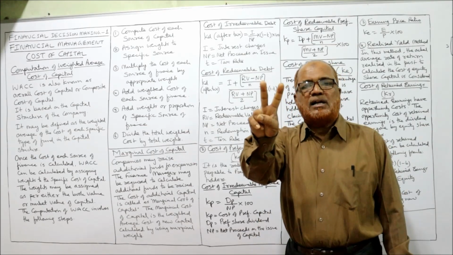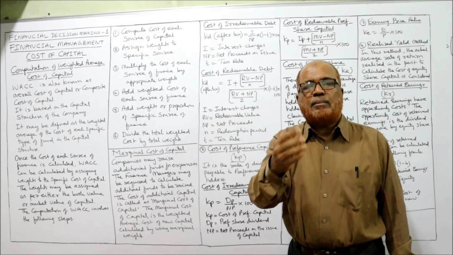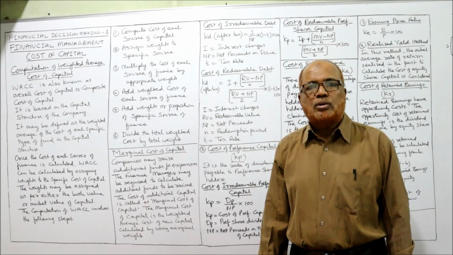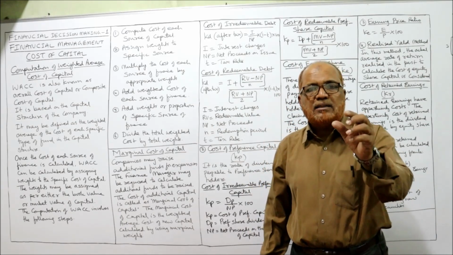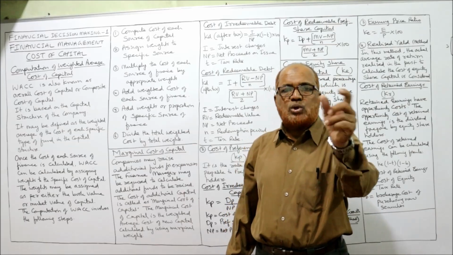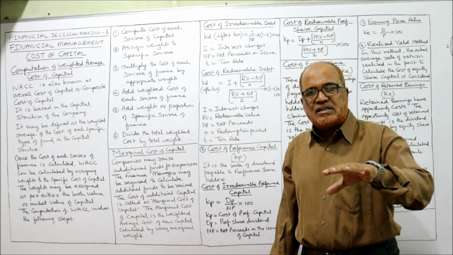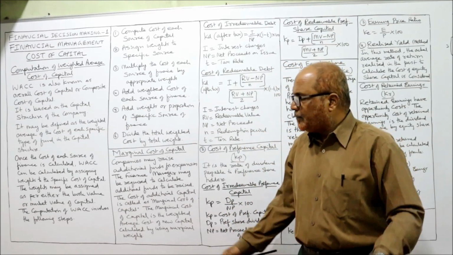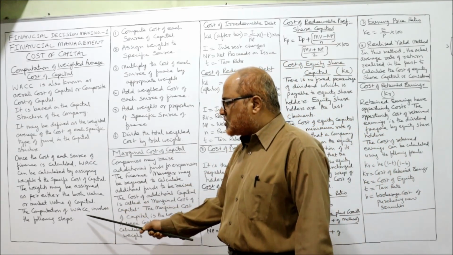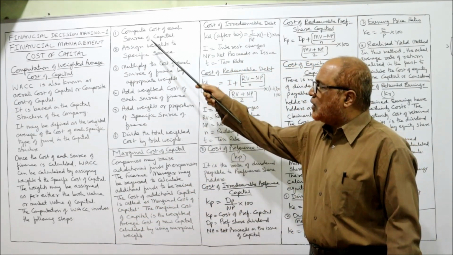Suppose 2 lakh rupees is the debenture. So 2 lakh divided by 10 lakh is 0.2. This is the weight of debenture. Like that, we have to calculate the weight for each source of funds, whether the weights are taken as book value weights or market value weights. The computation of WACC can be studied in the following steps.